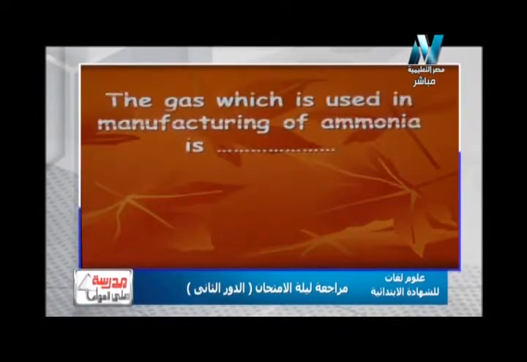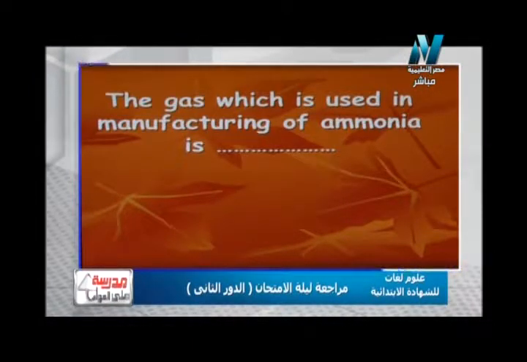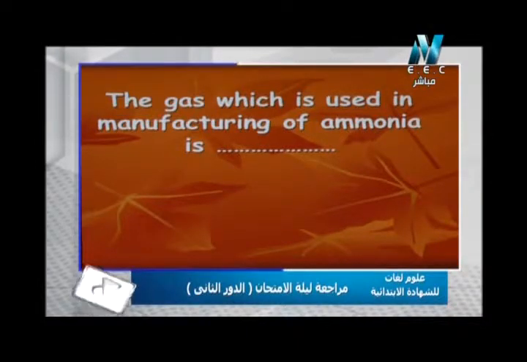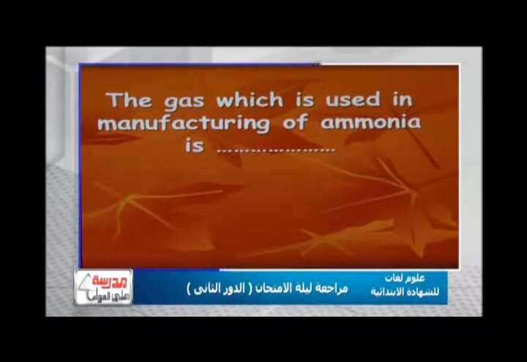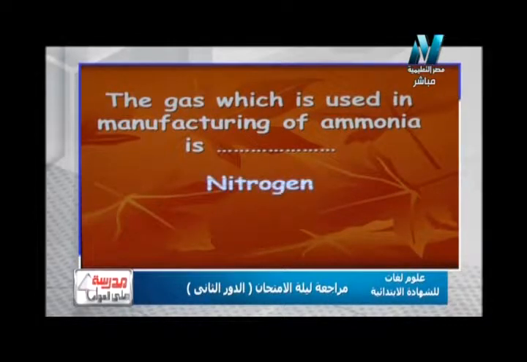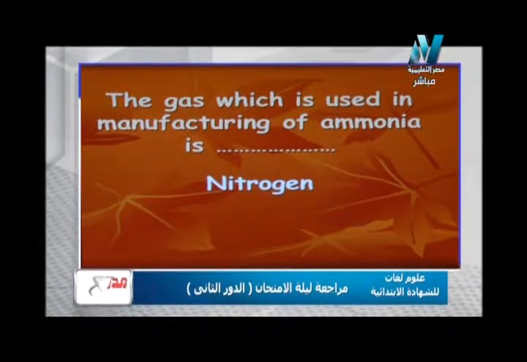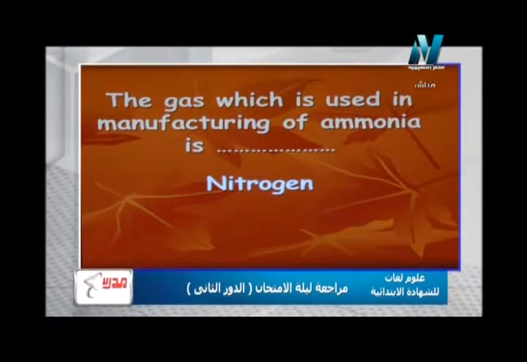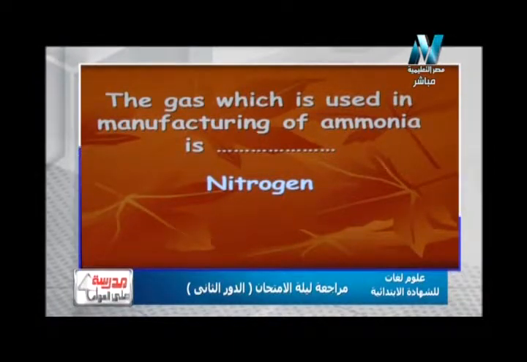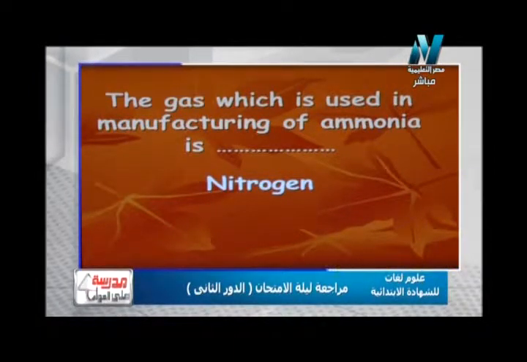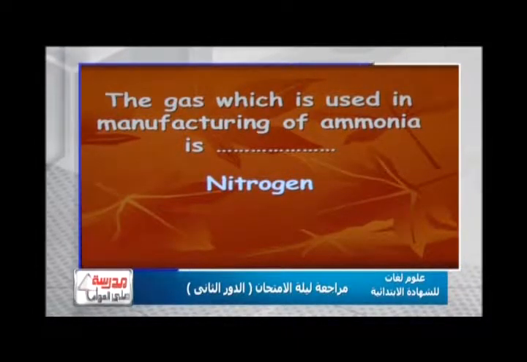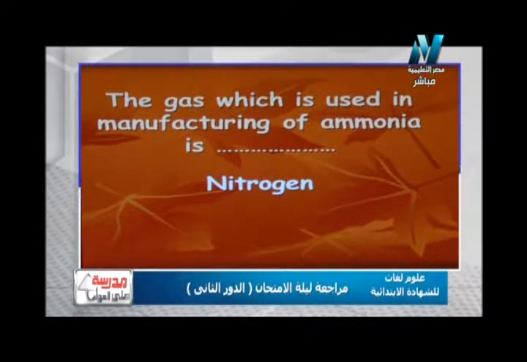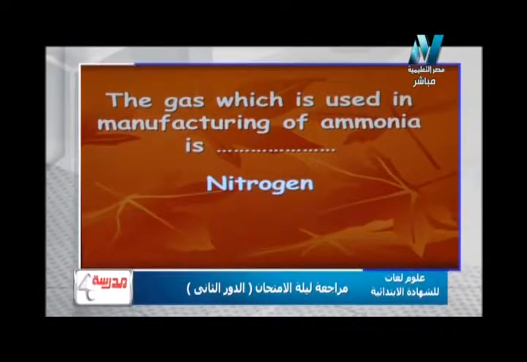Another question. The gas which is used in manufacturing of ammonia. Surely it will be nitrogen gas. Nitrogen gas is used in many industries such as ammonia, such as fertilizers, such as for storing petroleum and flammable or explosive materials, and also it's used in filling up car tires. So nitrogen gas, although it's an inactive gas, it's used in many industries and many used in our daily life.